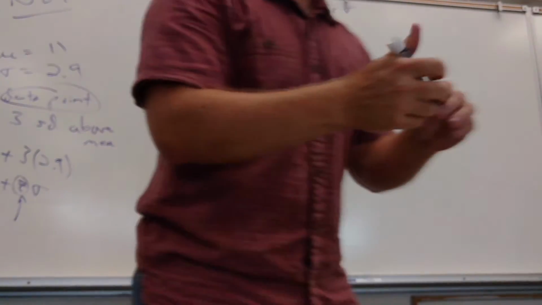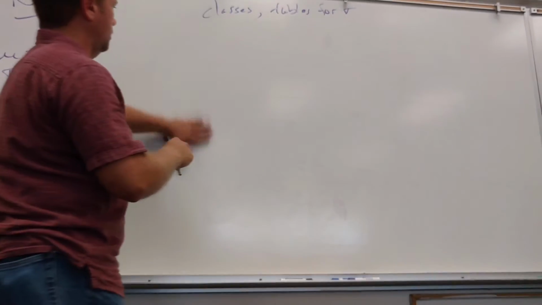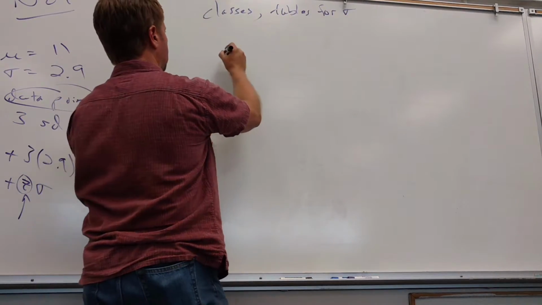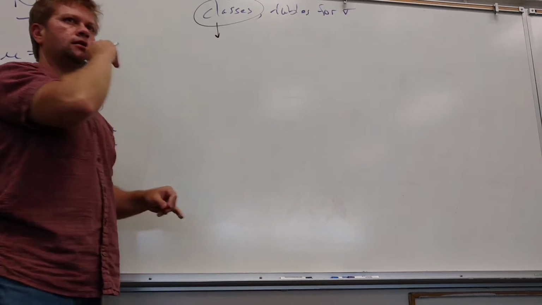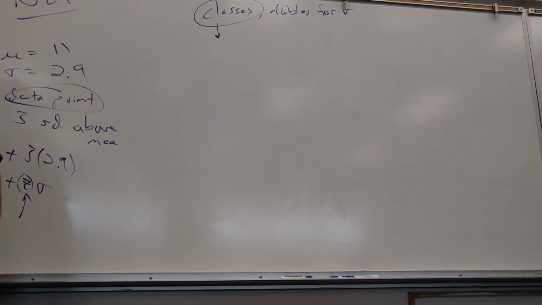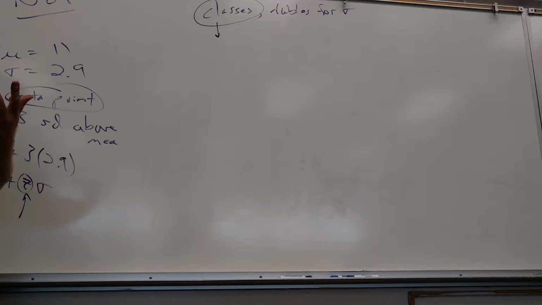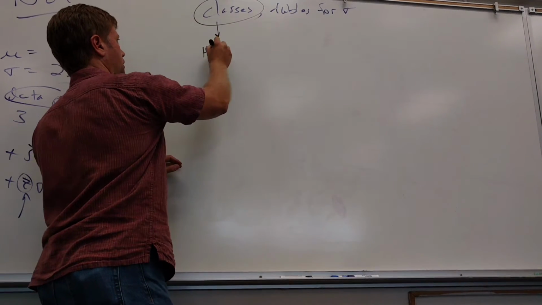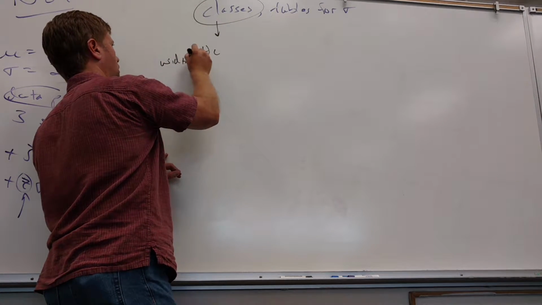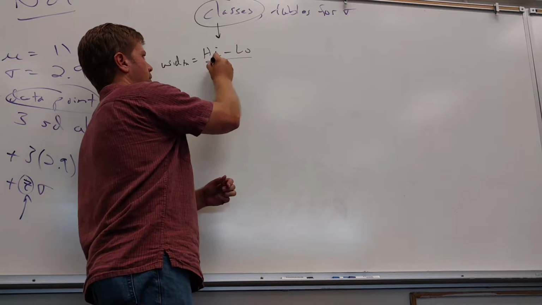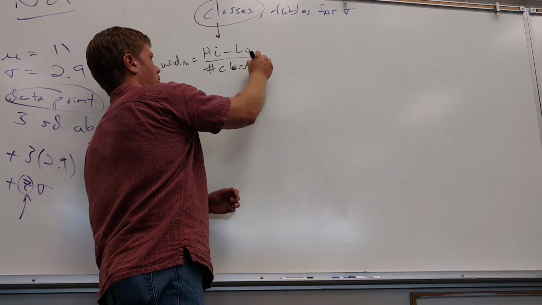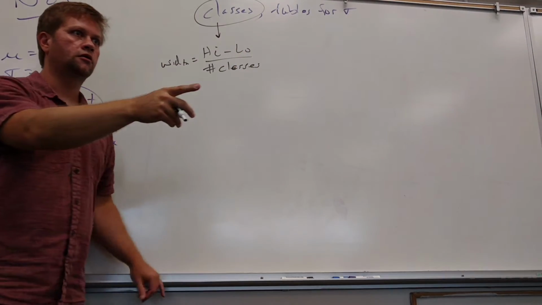So let me start with this. All right, here's one type. Well, let me do classes real quick. How do you find the class width? A lot of you guys were just telling me the class width is 10, obviously. High minus low, divided. Yeah. So the width is high minus low divided by the number of classes.